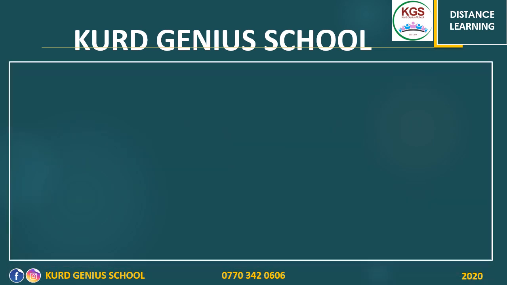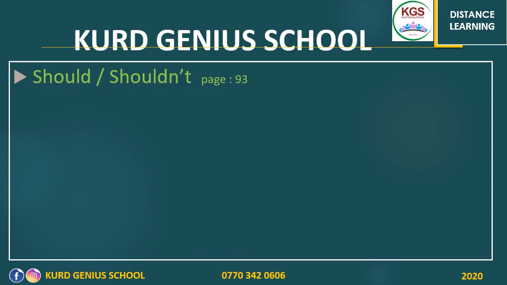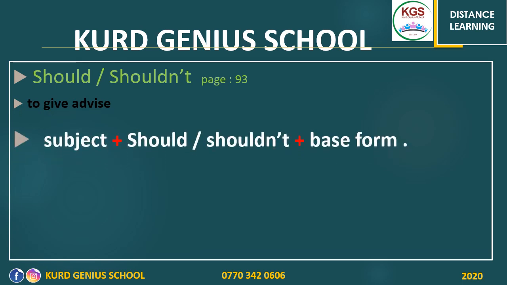We have should and shouldn't, and it's page 93. So I'm gonna use should or shouldn't when I have a problem and someone wants to advise me or give me some advice. So we use should and shouldn't for giving advice. After that, the rule that we have to use is subject plus pronoun, should for affirmative sentences and shouldn't for negative, and the verb must be base. It means without s, without ed, and without ing.